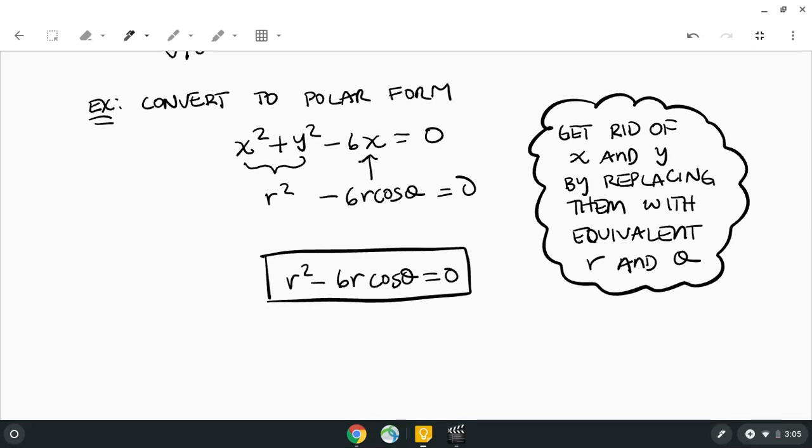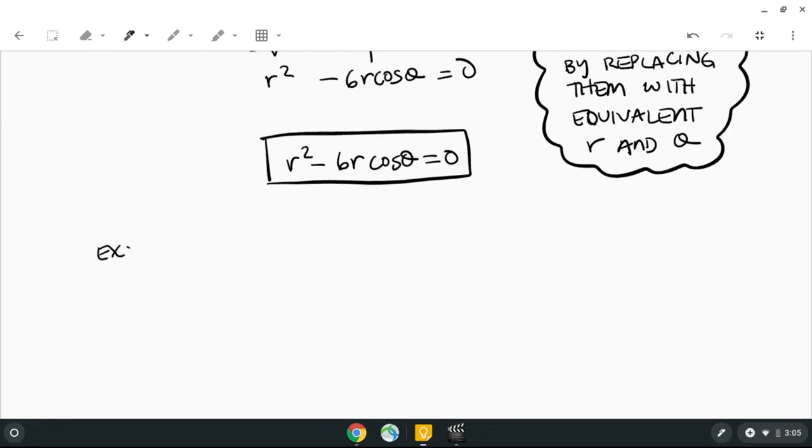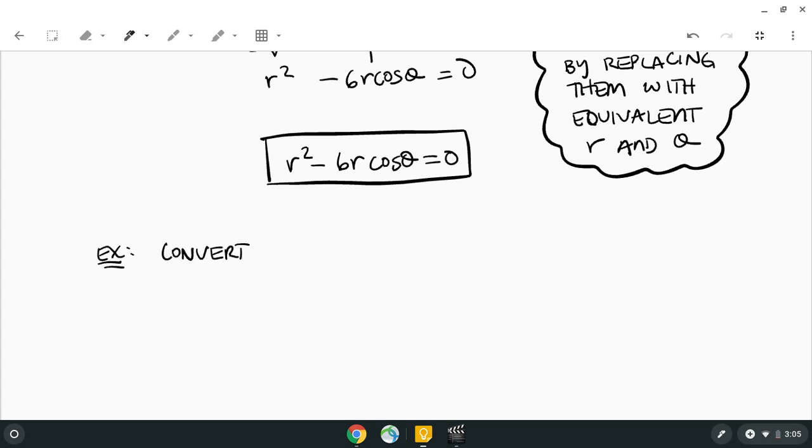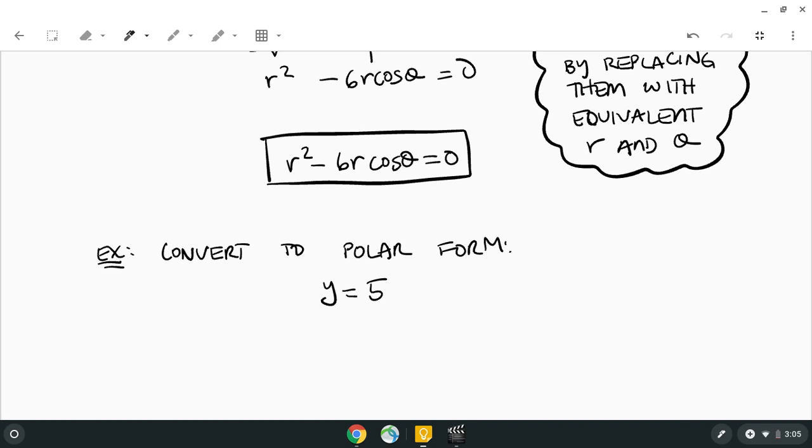Okay, let's take a look at another one. I want to take a look at this one because it looks very simple. It almost looks too simple that it throws students off. So let's convert to polar form. Suppose that you have this equation. Again, so long as you keep in mind that you need to somehow replace your x's and y's with some form of r and theta, then just focus on that.